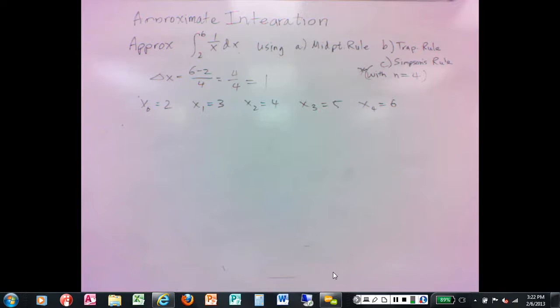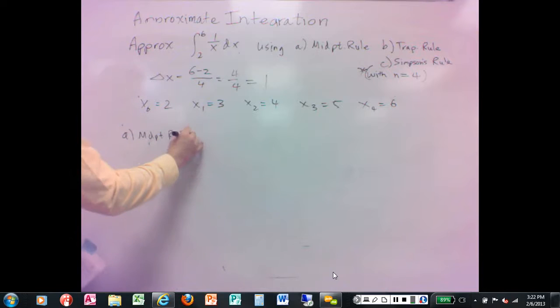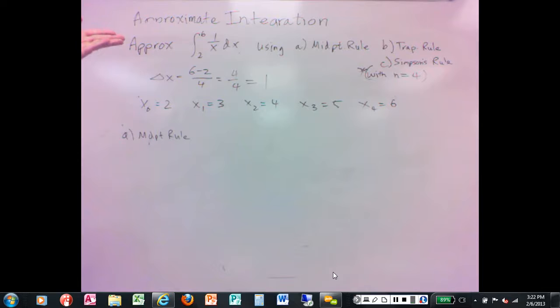Now, for A, midpoint rule, those are what I need for the f of x's for Simpson's rule and trapezoidal rule, right? But what do I need for midpoint rule? I need midpoints. Huh? Well, we're starting at 2 here. Oh, okay. Yeah, I changed it on you. We're going 2 to 6.